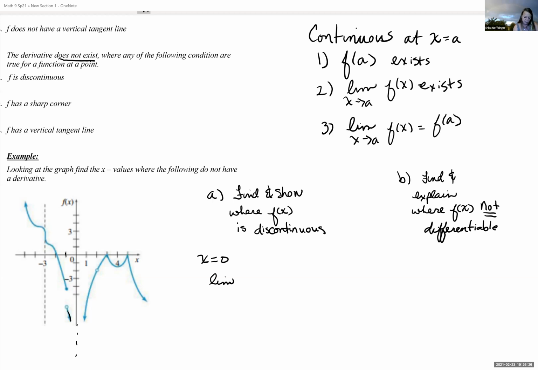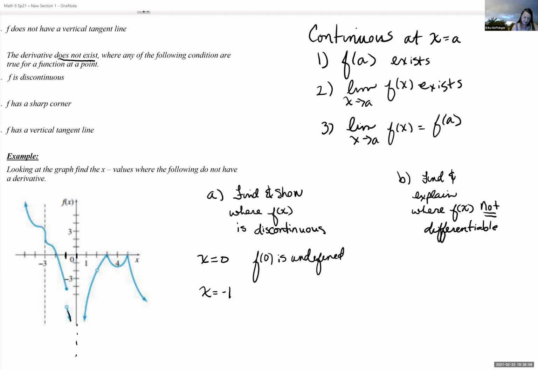And so one of the conditions doesn't hold at x equals 0. f of 0, in our case, is undefined. So if one of the conditions doesn't hold, then it's not continuous. So we could stop there. Then you guys had said, what else did you say? We talked about x equals negative 1.